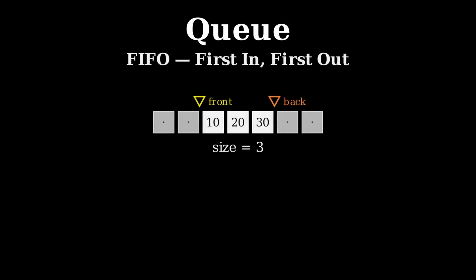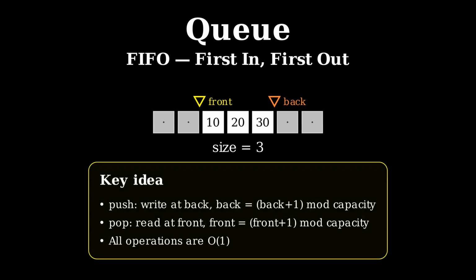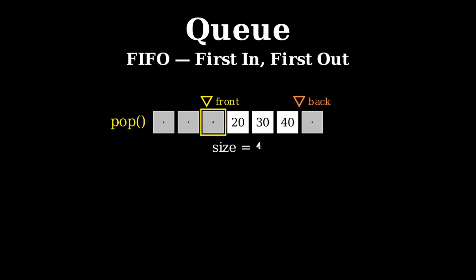Now let's look at the queue. A queue follows FIFO, which stands for first in, first out. You can think of it as an actual queue of people where the first person in the queue is served first and new people will join in the back of the line. So elements are added to the back and removed from the front, and both operations will take O(1).